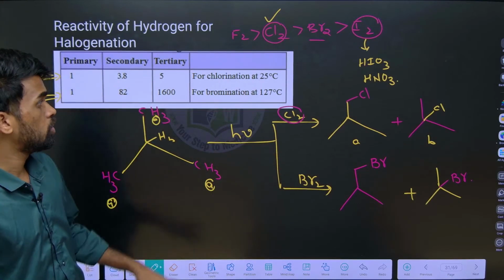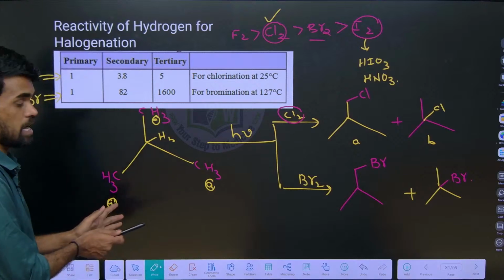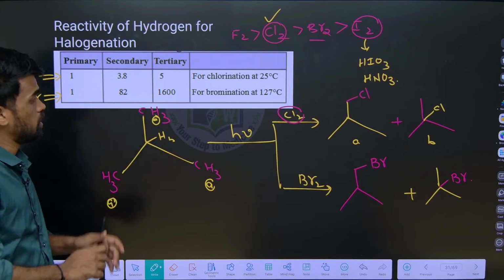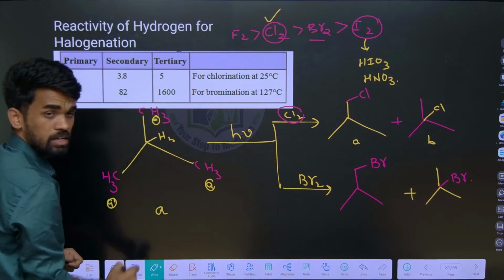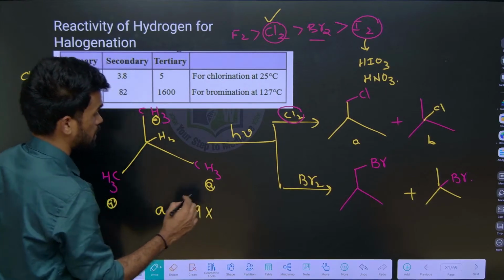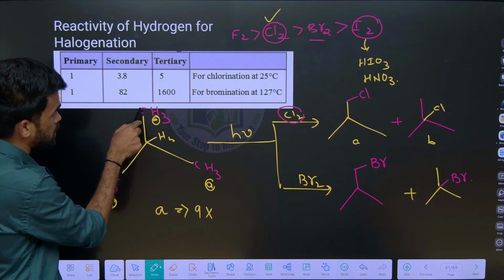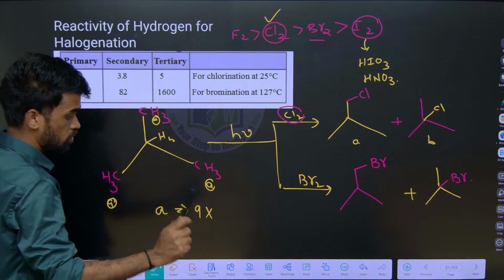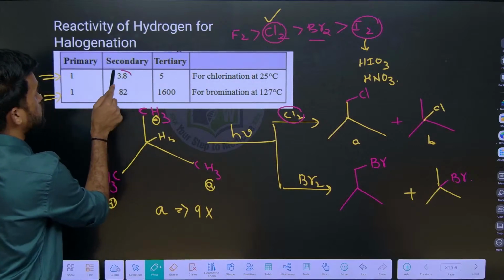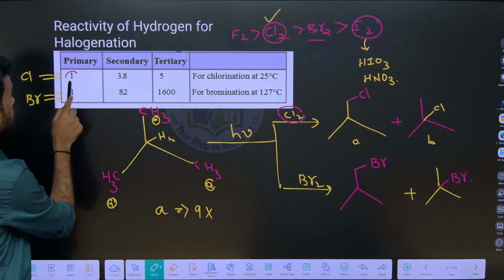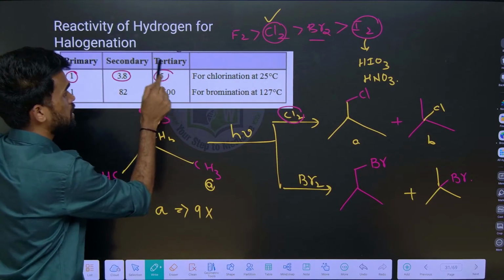Now what I told you, chlorination is more reactive, less selective. It means it vigorously reacts with whatever hydrogens are present here. So here 9 A type hydrogens are there. What is the degree of these carbons? It is a primary carbon. For this carbon, how many carbons are attached? One carbon. So we can say primary carbon. For primary carbon, the chlorination selectivity is this much. If there is a secondary carbon, that is 3.8 times. If it is tertiary, it is 5 times.